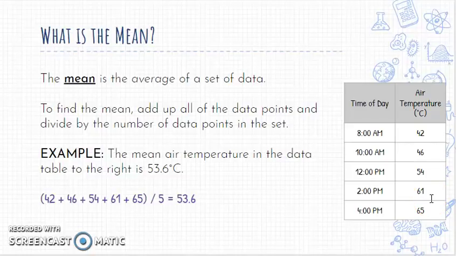So we add all the numbers together in our dependent variable, or in one trial of our dependent variable, and then divide by how many numbers we added up. So for example, in this case, the mean of the air temperature, we would take 42 plus 46 plus 54 plus 61 plus 65, and divide it by 5 because we had 5 data points, or 5 numbers that we gathered. And that gives us a total of 53.6 degrees Celsius as our mean.